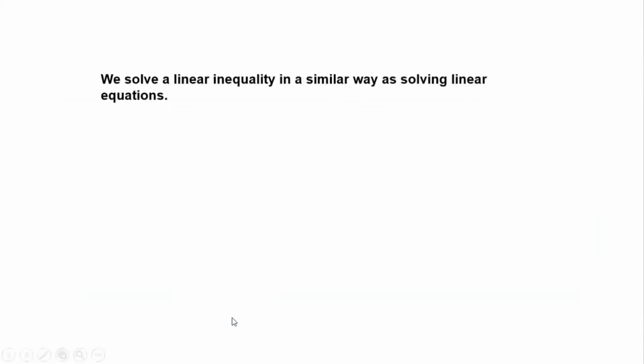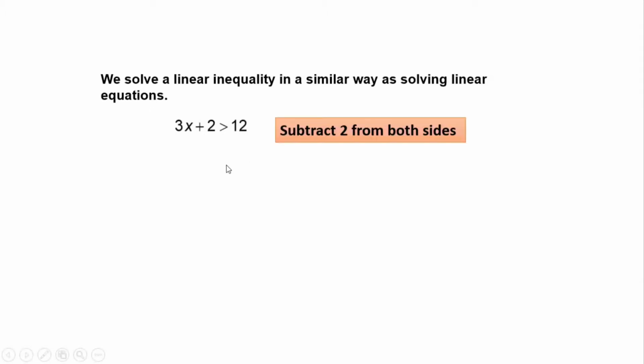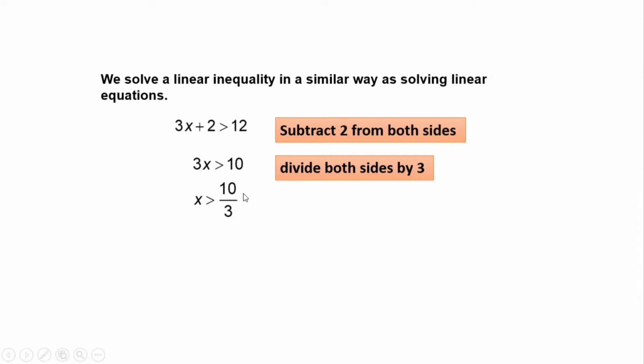So let's start. Linear inequality is solved the same way as a linear equation, with the same rules, right? So let us take up an example: solving the inequality 3x plus 2 is greater than 12. We subtract 2 from both sides. Subtracting 2 from both sides, we get 3x is greater than 10, since 12 minus 2 becomes 10. Now we want to get rid of this 3, so we divide both sides by 3. Dividing by 3, we get x is greater than 10 upon 3.